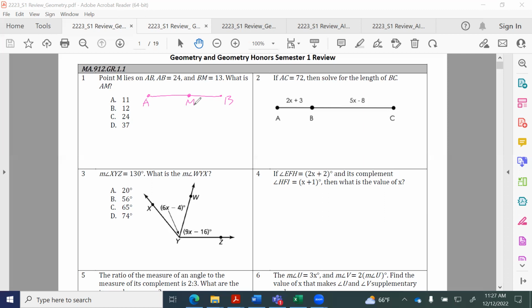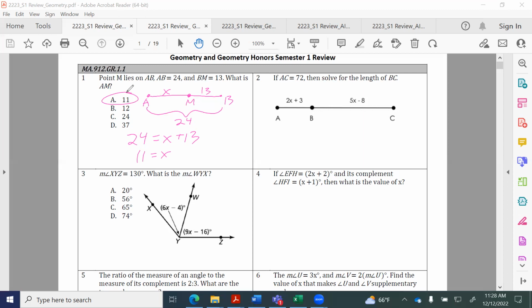So AB, that entire length, is 24. BM is going to be 13. And then we want to know AM, so I'm going to call that part X. Now, once we have that, we can use that to make our equation. So the whole thing's 24. 24 is equal to those two parts added together, X plus 13. So now, get rid of 13 by subtracting it, and X is 11. Our correct answer on that one is A.